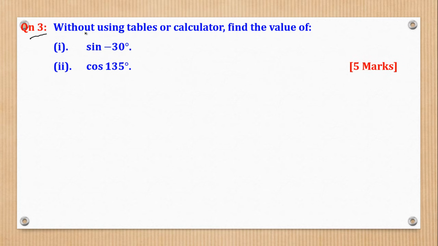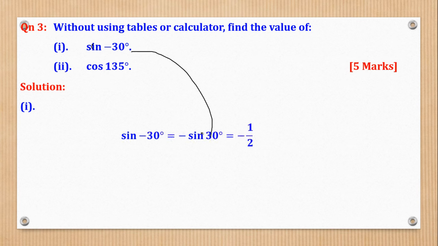Question 3 says, without using tables or calculators, find the value of this and that. So 30 is a particular angle. Particular angles, we have 30, 45, 60. So sine of a negative angle is equal to negative sine of that angle. So this is a negative, and sine 30 is a particular angle, which gives you a half.